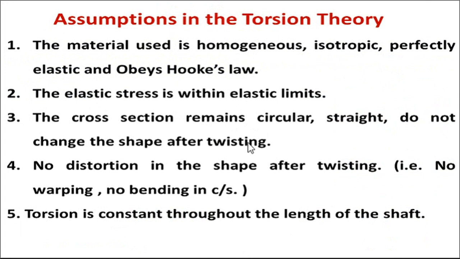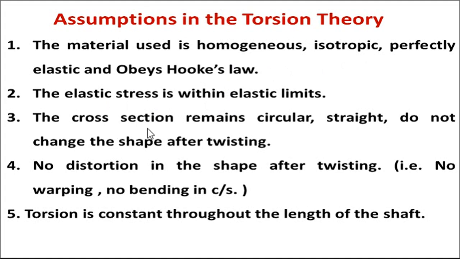Now there are certain assumptions in the torsion theory. Just like beam theory or shear stress theory, there are also a few assumptions. A few assumptions are always common: the material used is homogeneous, isotropic, perfectly elastic and obeys Hooke's law. The stress is within the elastic limit.